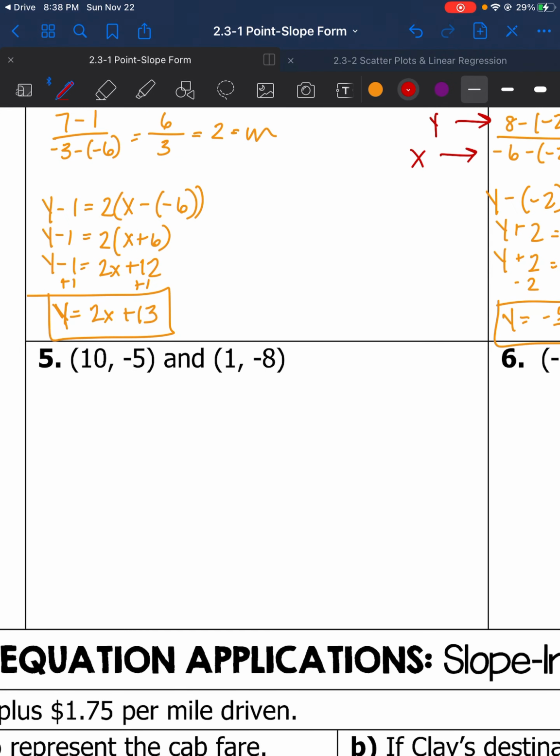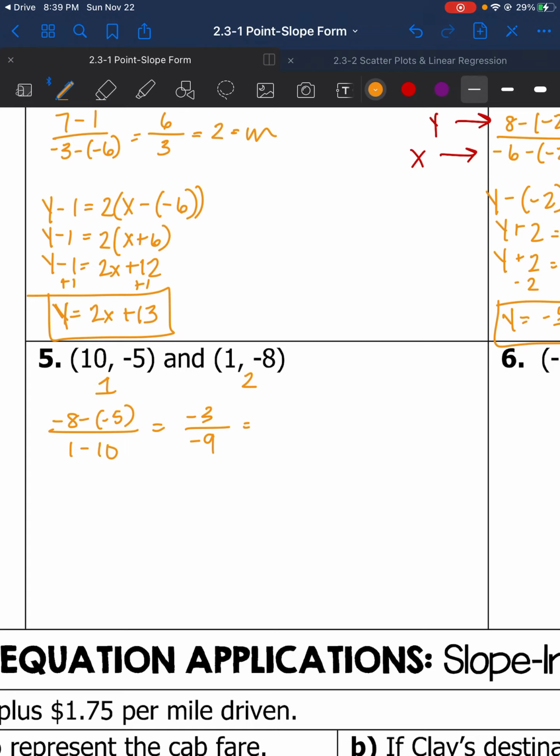All right, number 5. Same thing here. We have 2 points, so let's find the slope here. So I'm just going to call this point 1 and point 2. So y2 minus y1, -8 minus -5 over x2 minus x1, 1 minus 10. -8 minus -5 is -8 plus 5, which is -3. And then 1 minus 10 is -9. A negative and a negative makes a positive.